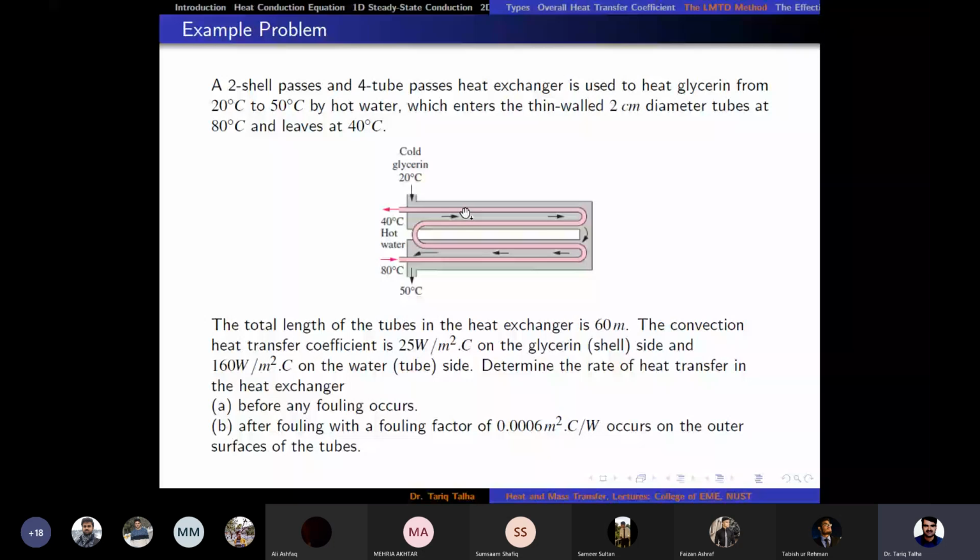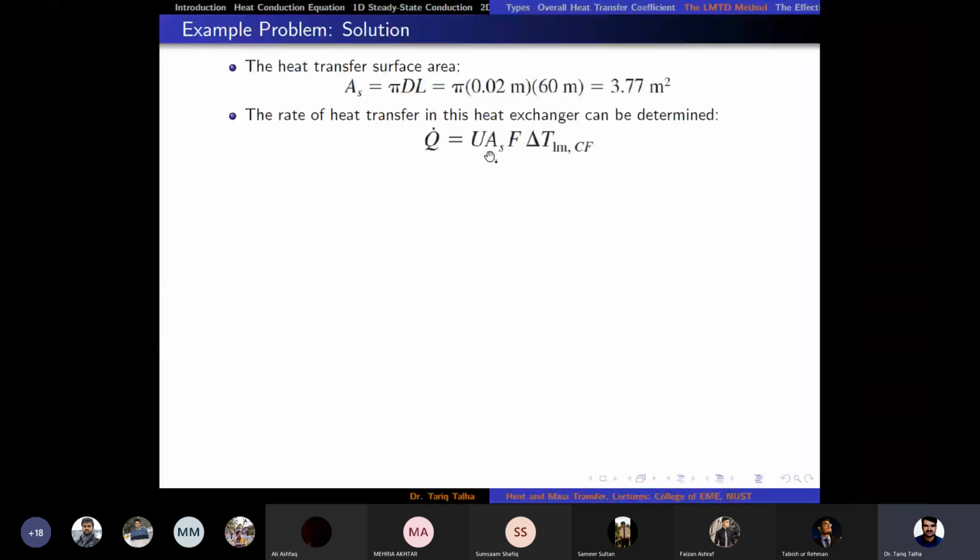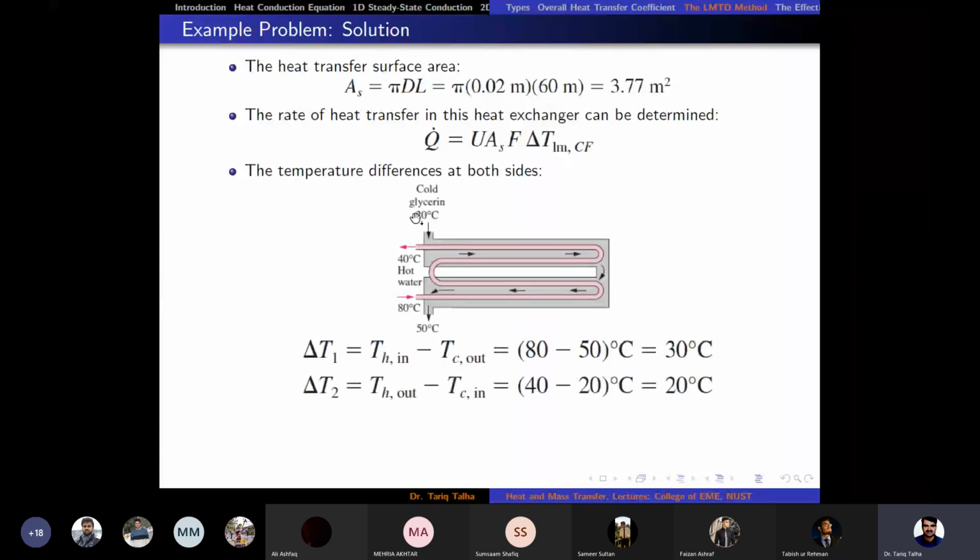So first of all, the delta T logarithmic calculation is quite easy. As can be calculated as pi D L. We know the diameter and we know the length of the tubes. And then here As is known. Delta T log mean for the counter flow can be determined very easily, because we know that glycerine is entering at 20 and heating up to 50, and then delta T1 would be equal to T H in minus T C out, which would be 80 minus 50 here.